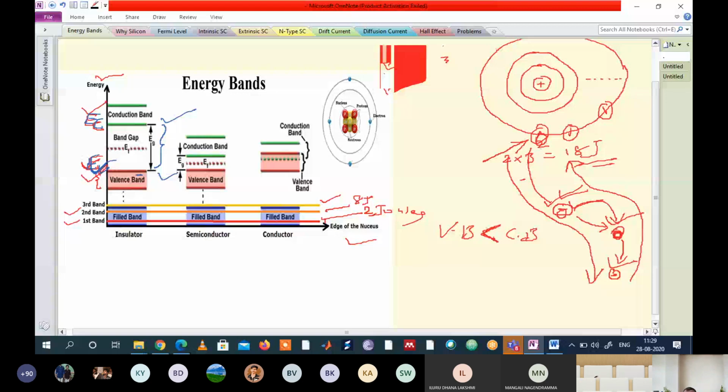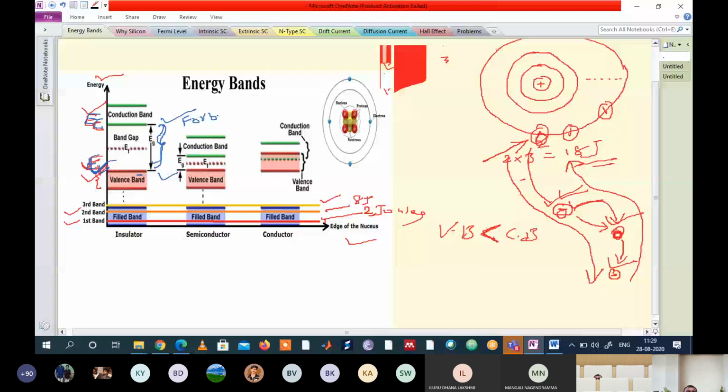Now here, it is traveling some distance from valency band to conduction band. See here, right? So what is this distance? What is this space which is present in between valency band and conduction band? That space is called forbidden gap. Please write it, very important point.